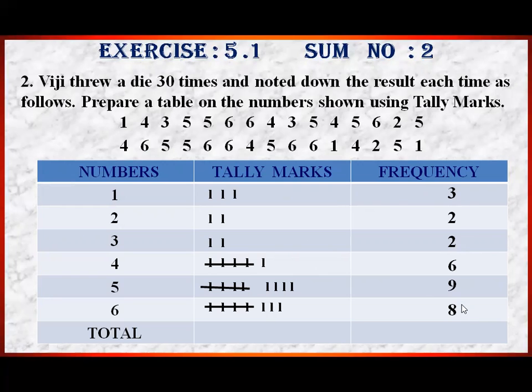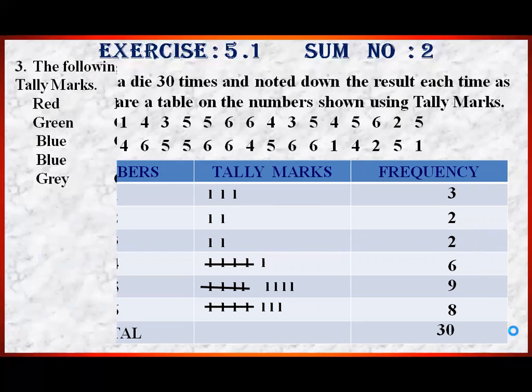So when you add up the total, 3 plus 2 is 5, 5 plus 2 is 7, 7 plus 6 is 13, 13 plus 9 is 22, and 22 plus 8 is 30. So Vijay threw a die 30 times. So our tally table is ready.